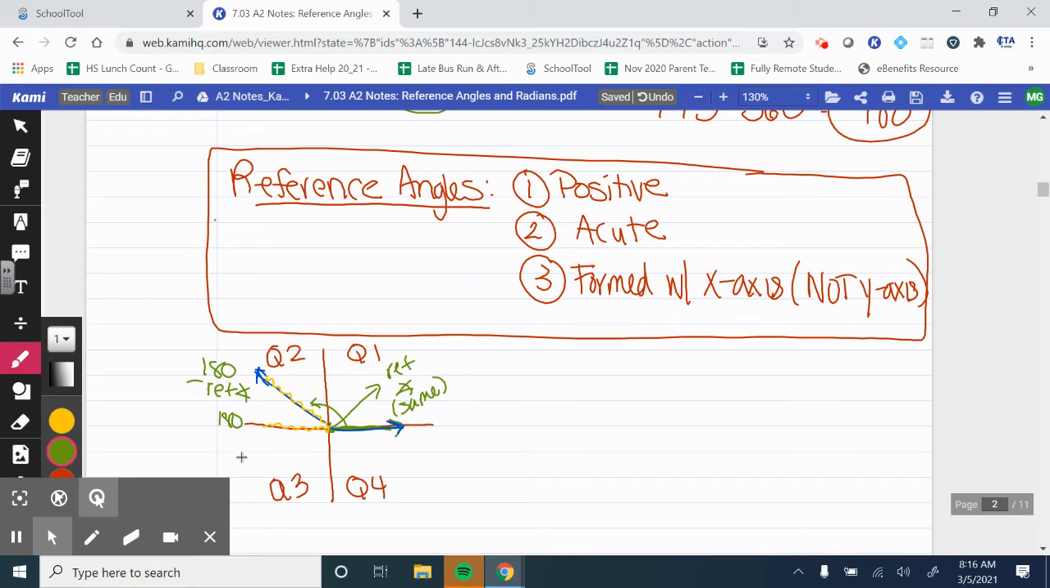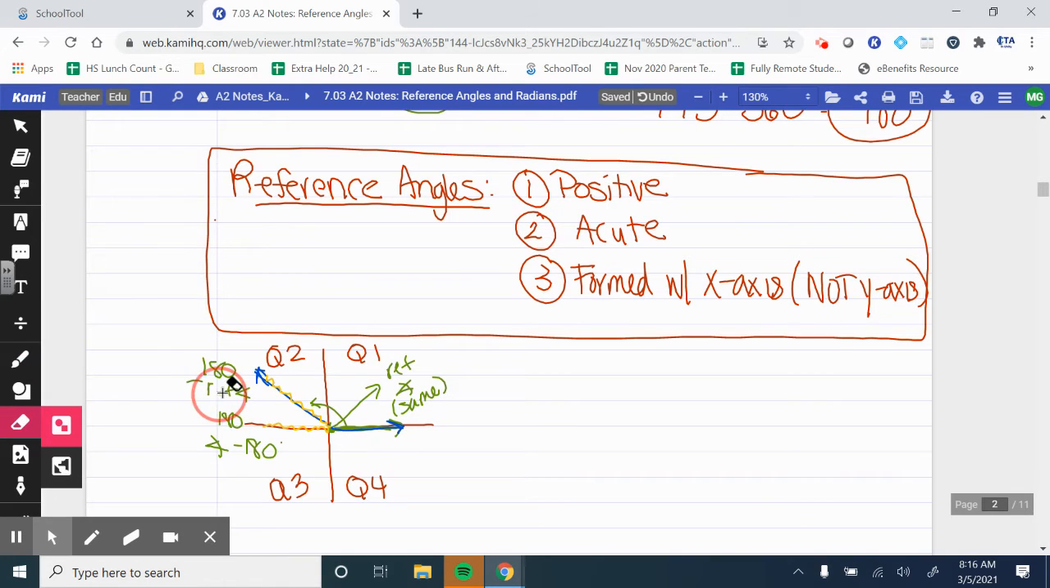If you're in quadrant 3, you're going to take your angle and subtract 180 degrees from that. Sorry, I put reference angle here. I should have just written angle. We're going to talk about going both directions.